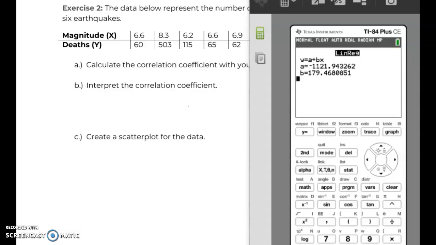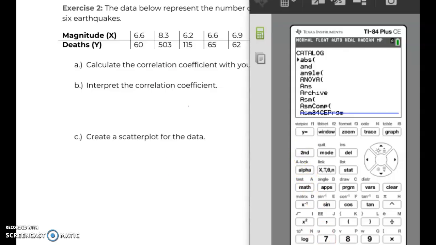So to turn on the diagnostics, we're going to click on the second button and 0, which has in blue letters above it catalog. Then we're going to go down to diagnostics, and we're going to turn on the diagnostics. So we'll go to diagnostics on. Whenever it doesn't give you the correlation coefficient, you want to make sure you turn the diagnostics on. We're going to hit enter, enter again.